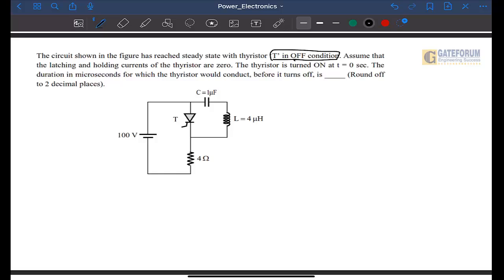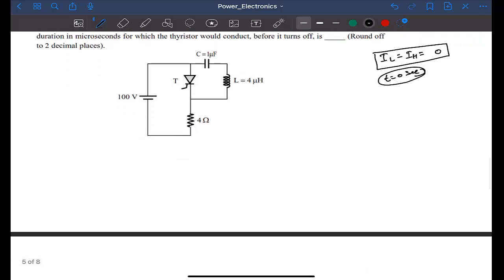Assume that latching and holding current of thyristors are 0. So latching current and holding current is 0. They have given the thyristor is turned on at t equal to 0 second. At t equal to 0 second, the thyristor is on. The duration in microsecond for which thyristor would conduct before it turns off.